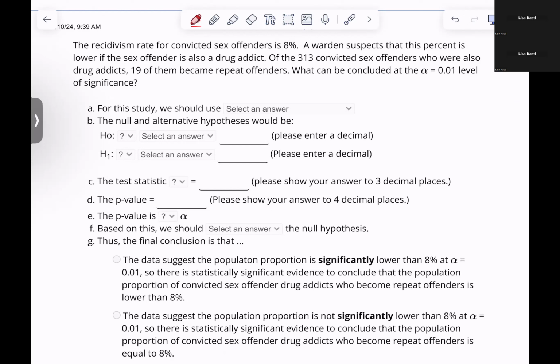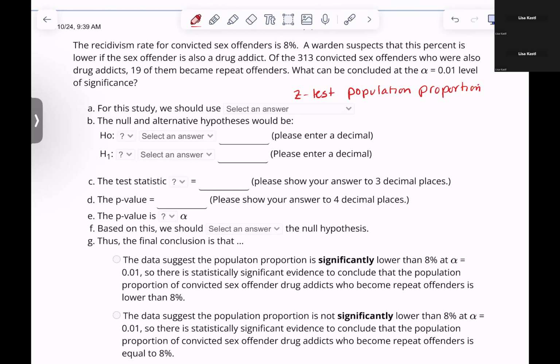So what kind of test are you doing? What was that? Would it be a Z test? It would be a Z test? Is that what you said? Yes, ma'am. For what? Population proportion. And how do I know it's a population proportion? They give us percentages. So that's how I know it's a population proportion.